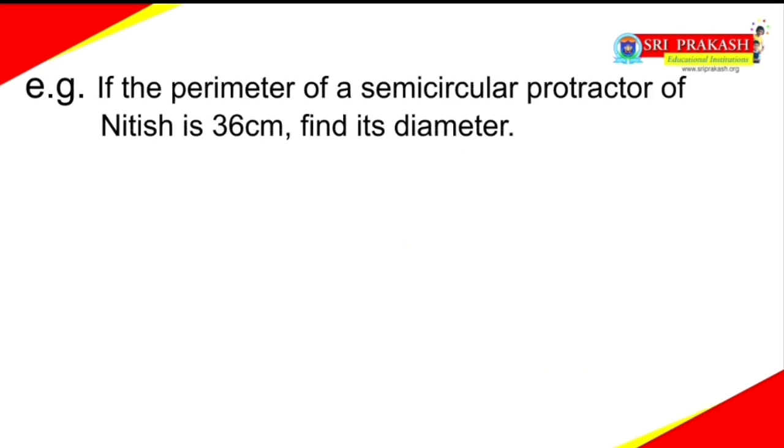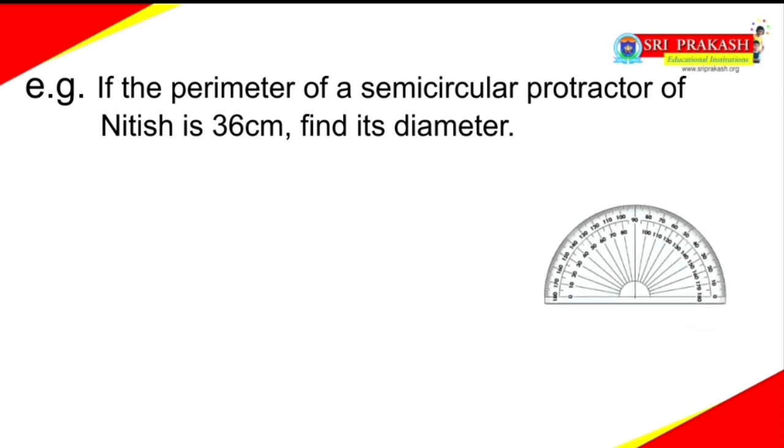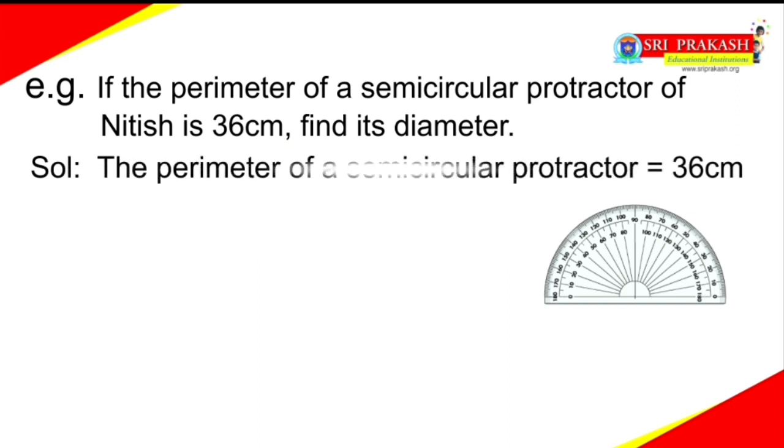Next, if the perimeter of a semicircular protractor of Nitish is 36 centimeters, then find its diameter. Children, in this problem, the perimeter of a semicircular protractor is given as 36 centimeters. Here, the perimeter of a semicircle, does it mean including the diameter or excluding the diameter? Yes, you are right. It is including the diameter.